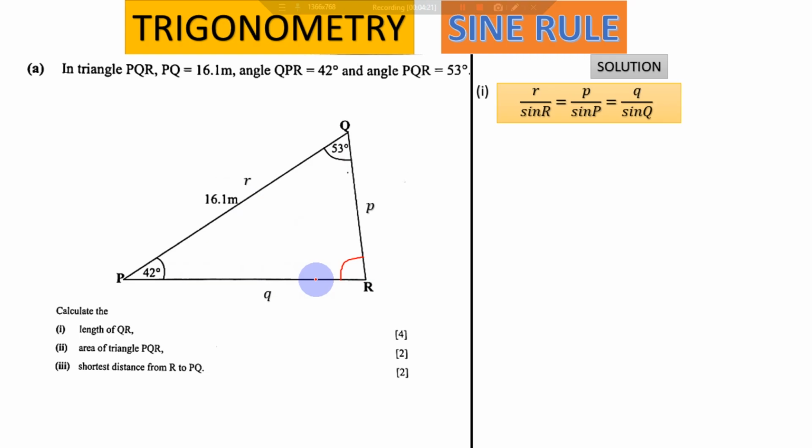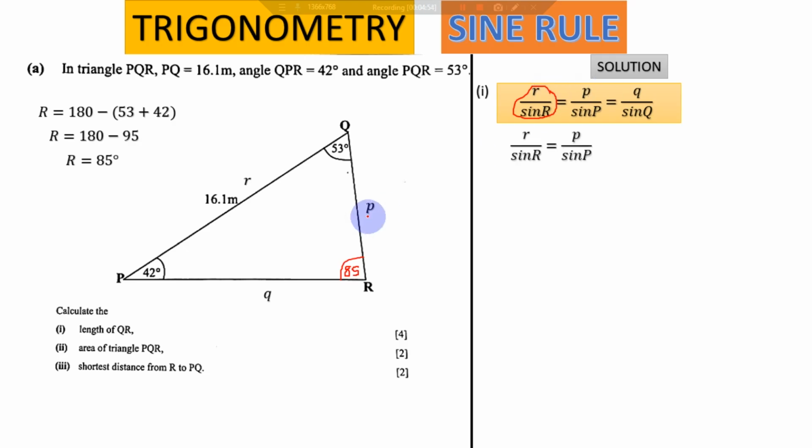The angles in a triangle add up to 180. So I'm just going to add the two and then subtract them from 180. When you add 53 plus 42, you have 95. Subtracting it from 180, you have 85 degrees. So angle R here is 85 degrees. Now since we know this angle, it means this ratio here is complete, and that is one of the ratios we are going to pick.